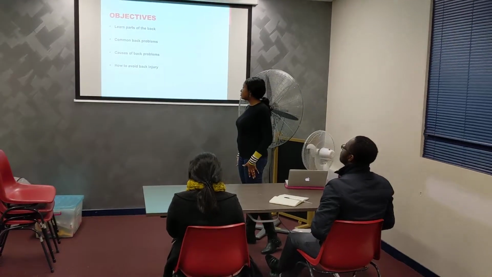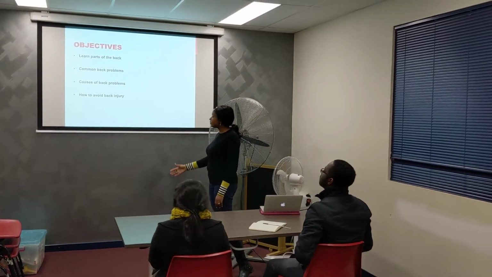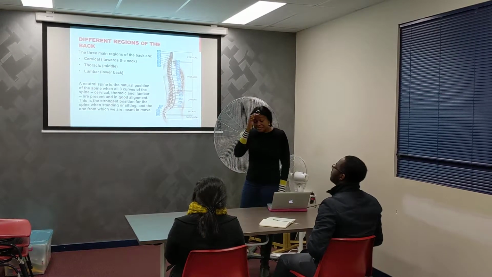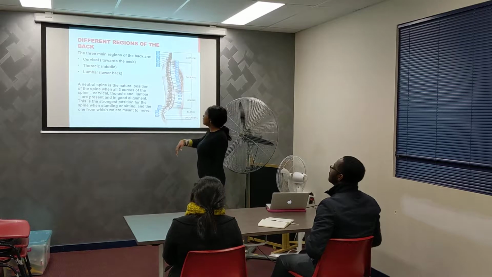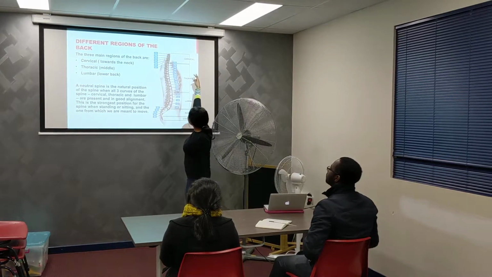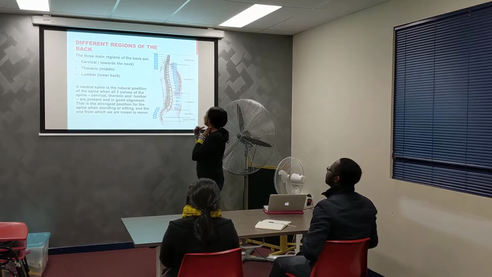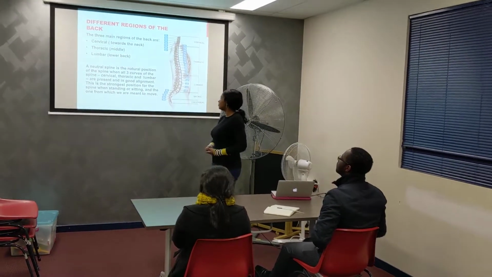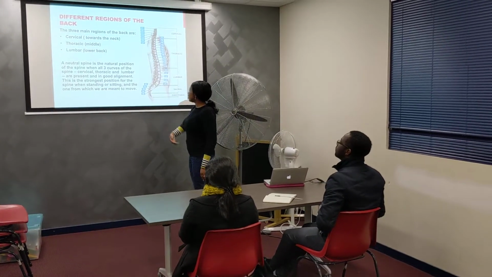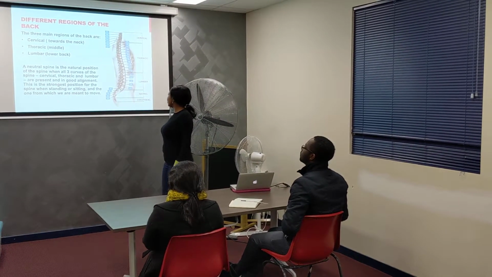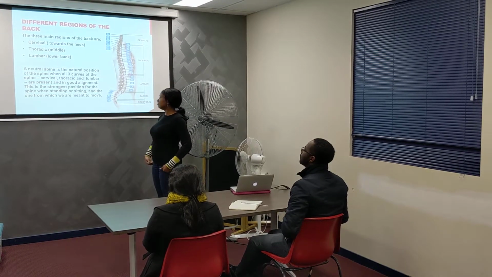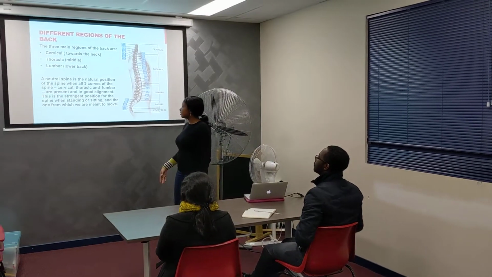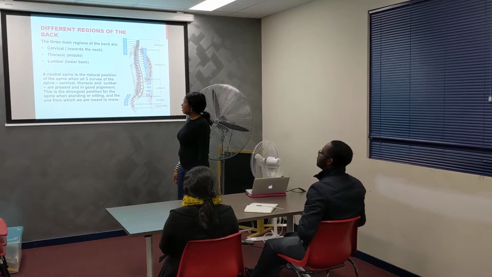All right, so the objectives of this are to basically learn the parts of the back, the common back problems, causes of back problems, and how to avoid back injury. There are three regions of the back. There's the cervical, which is up towards the neck. Then there's the thoracic, the middle. And then the lumbar, which is underneath the ribs. And then there's the sacral, which is the tail, and the coccygeal, which is the bottom of the tail.